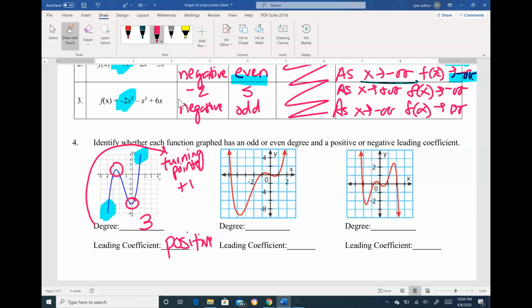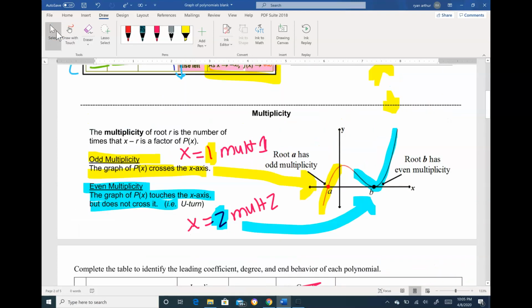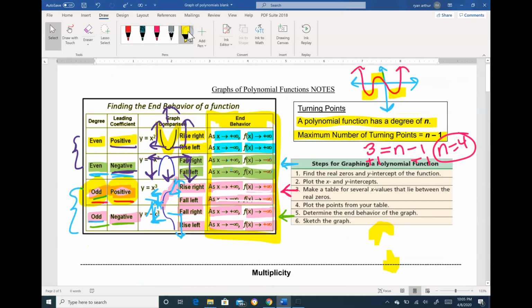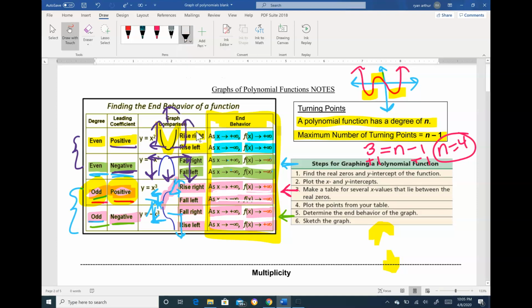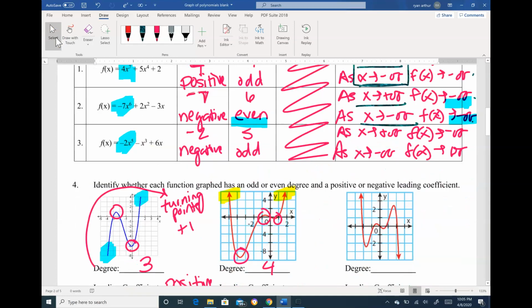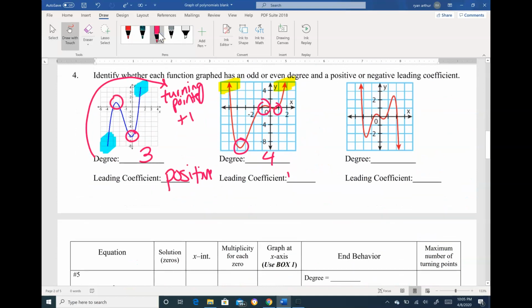All right, we can do the same thing over here. You can find your turning points. 1, 2, 3. So I have a degree of 4. Look at the end behavior. Both my y's are positive. So let's look for an end behavior with both y's positive. An end behavior with both y's positive is going to be right here. And so that means I have an even positive. So my leading coefficient is positive again.